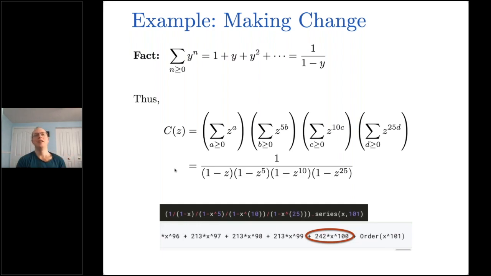There are lots of interesting techniques in computer algebra that are used to compute coefficients in series, for instance, in rational functions, when you expand them as series very efficiently. But you can go into Sage, anyway, in this case, and just ask it to run its series command, and it will easily give you the first 100 terms. And when you do that, you see that you get this 242 times x to the 100. And so this means that there are 242 ways to make change for $1 using pennies, nickels, dimes, and quarters.